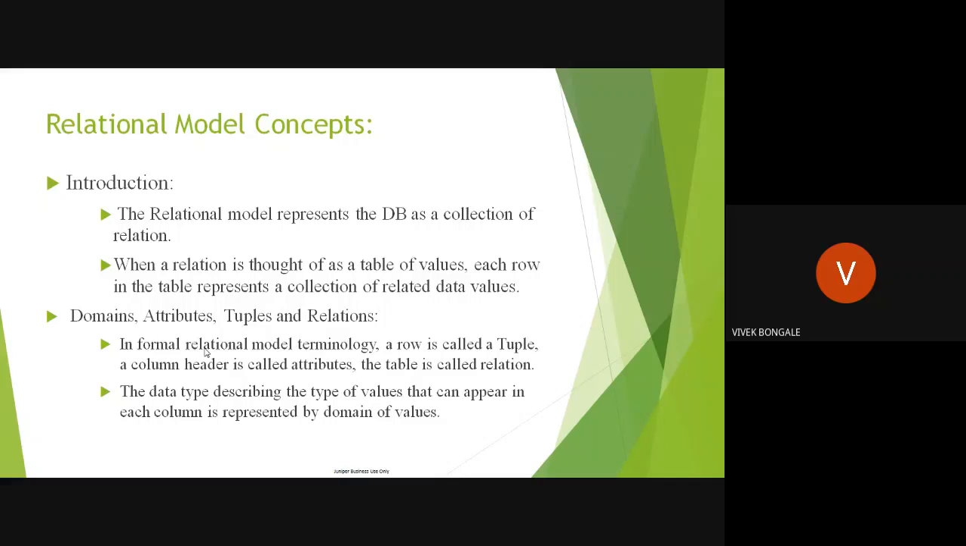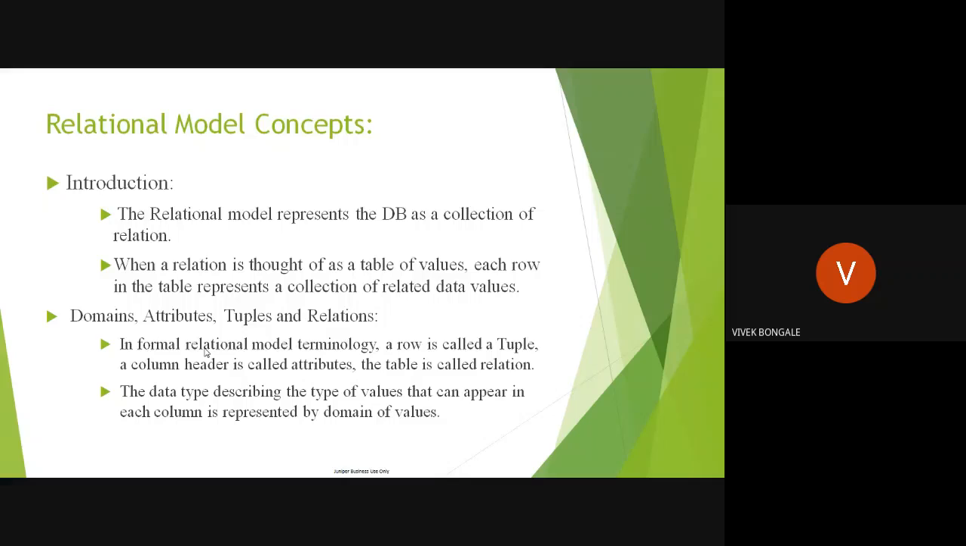So the relational model represents the database as a collection of relations. When a relation is thought of as a table of values, each row in the table represents a collection of related data values. So what are domains? Domain means the entire column of values, and the attribute is the name we give to the column. For example, student is a relation, and the attributes are student ID, student name, phone number, and address. These are the attributes related to the relation.